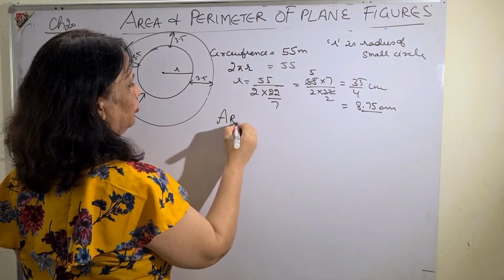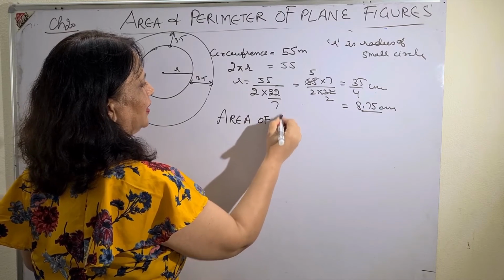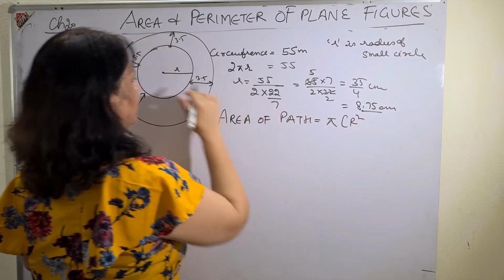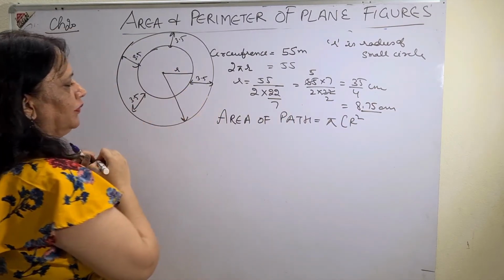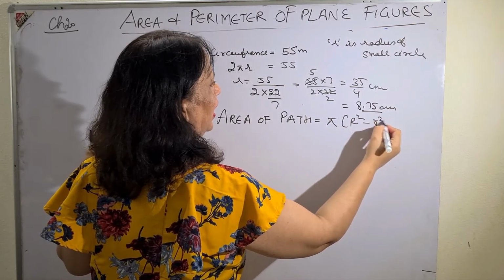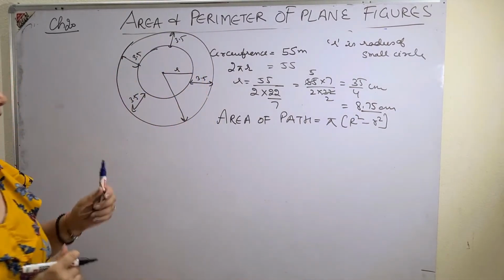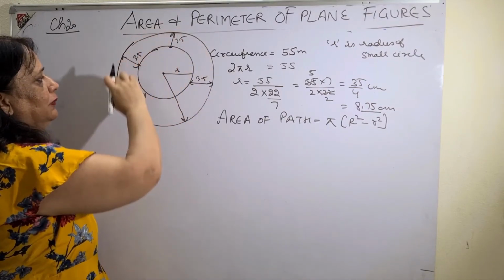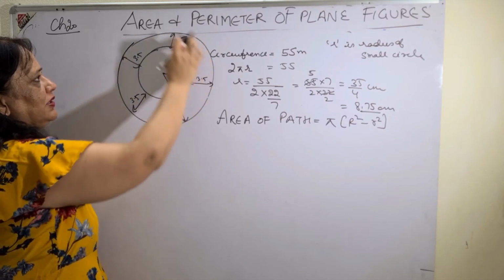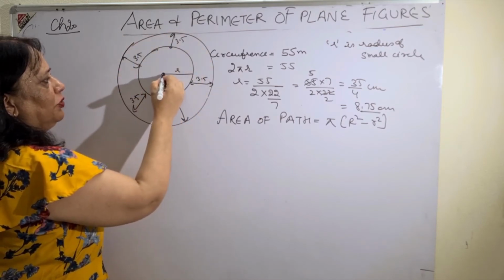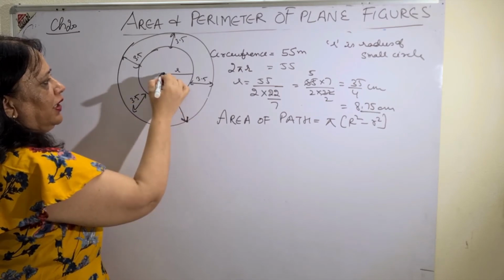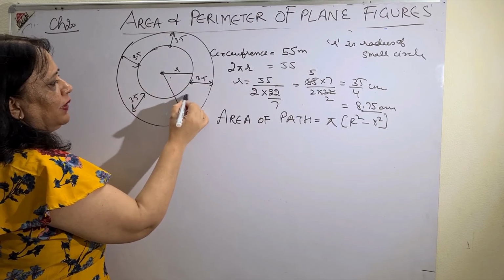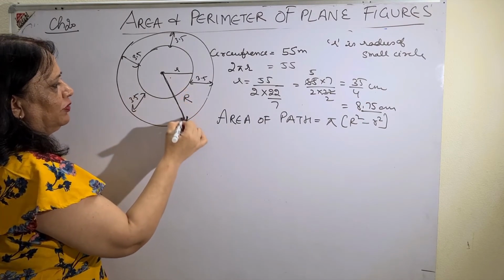First of all, let me tell you what the area of the path is. Area of path is equal to pi R square, that means the radius of the bigger circle, minus r square, the radius of the smaller circle. Now let me tell you first what the bigger circle is. When I draw a path outside the circular path, again one circle is formed, and I have to take that radius also. Let that radius from the center of the inner circle be capital R, because radius is always taken from the center.